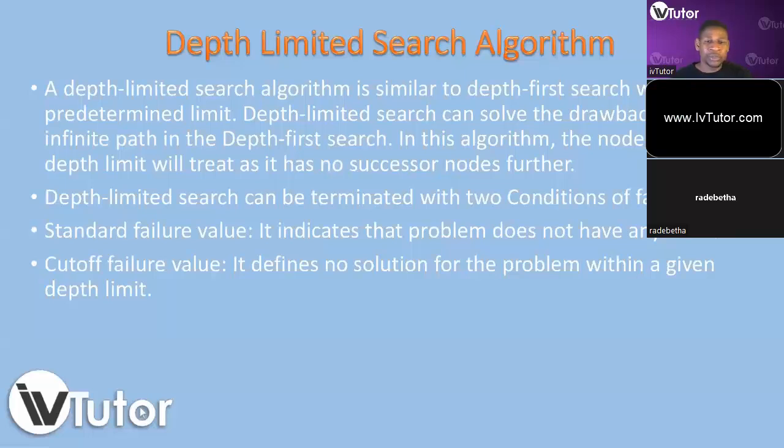So it will terminate with 2 conditions of failure: when a problem does not have a solution, or when there is no solution at the cutoff limit. That's when it terminates in terms of failure. The fact that it terminates and doesn't find a result does not mean the problem itself did not have a solution.